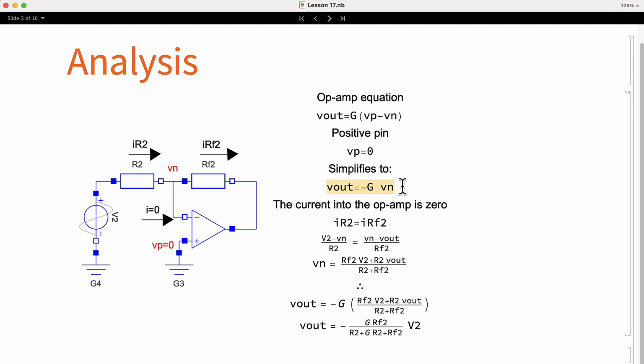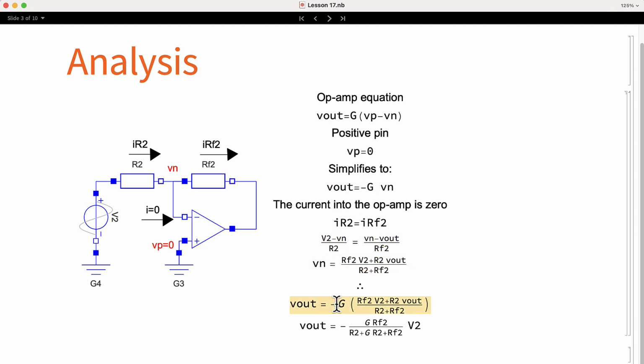We need to obtain the voltage at the terminal Vn. To do so, we use nodal analysis. One important thing to remember is that the current into the op-amp is so low that it can be ignored. Therefore, we have a simple equation where the current that flows through the resistor R2 is the same as the current in the resistor Rf2. We use Ohm's law to write the equation in terms of the voltages. Then we can solve the equation to obtain the voltage Vn, and we replace it into this equation.